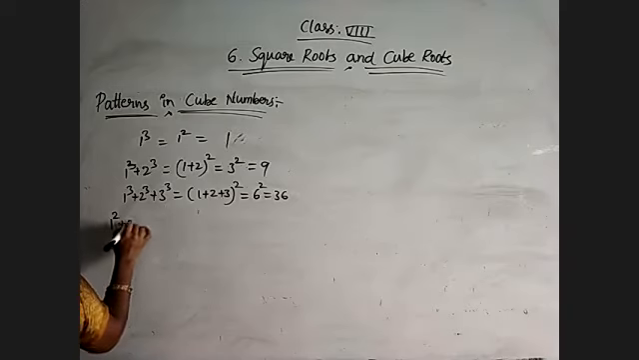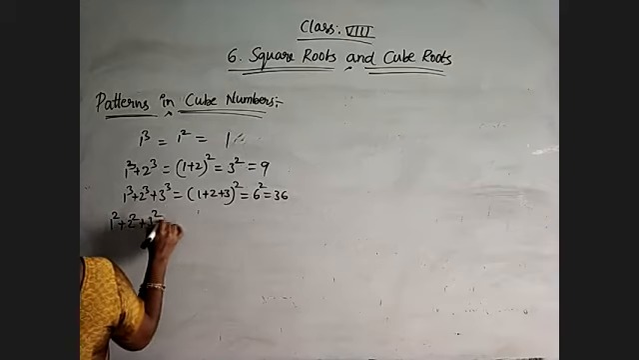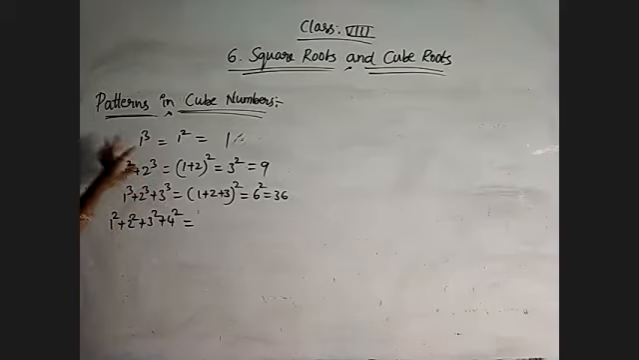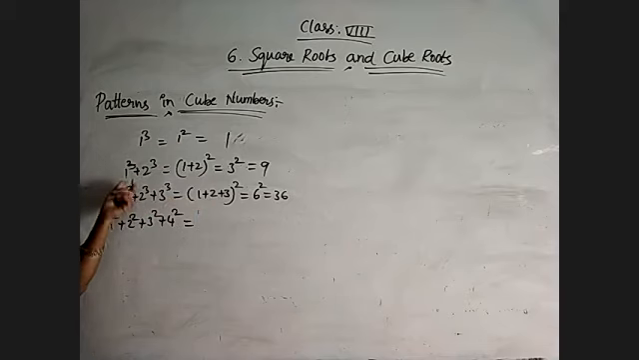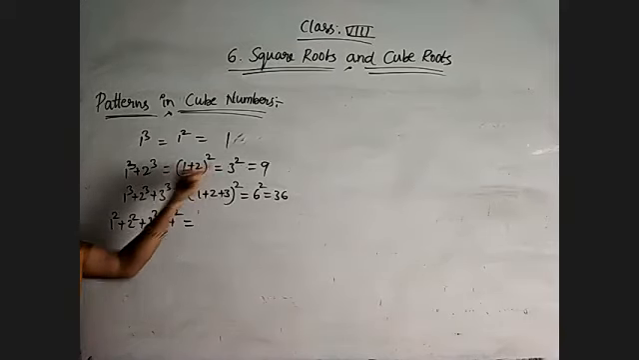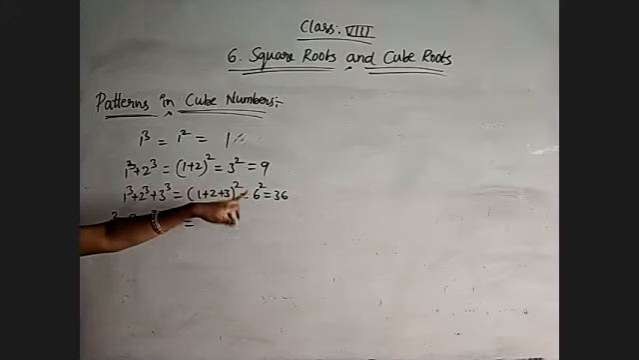1 cube plus 2 cube plus 3 cube plus 4 cube is equal to dash. Okay, just observe the given pattern. It is very clear that 1 cube and 1 square both are equal to 1 only. And next, the cubes of two consecutive numbers, 1 cube plus 2 cube, is equal to the sum of those two numbers whole square. So 1 plus 2 whole square, which is nothing but 3 square, which is equal to 9.